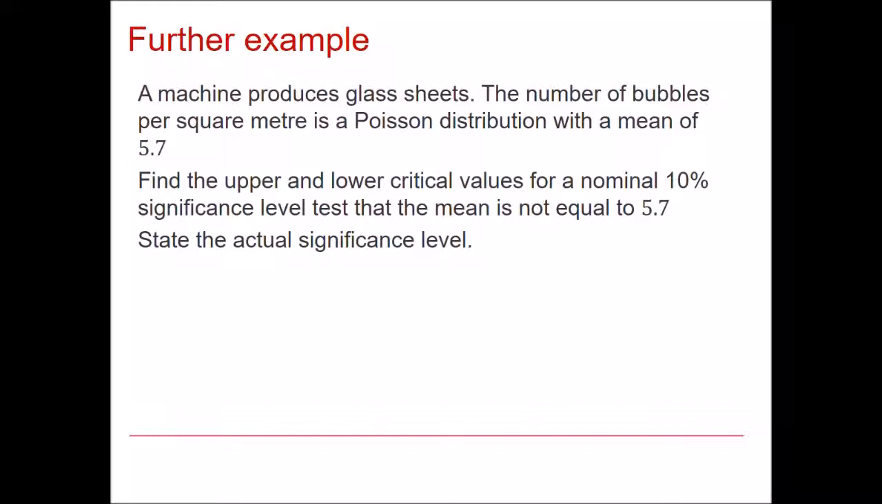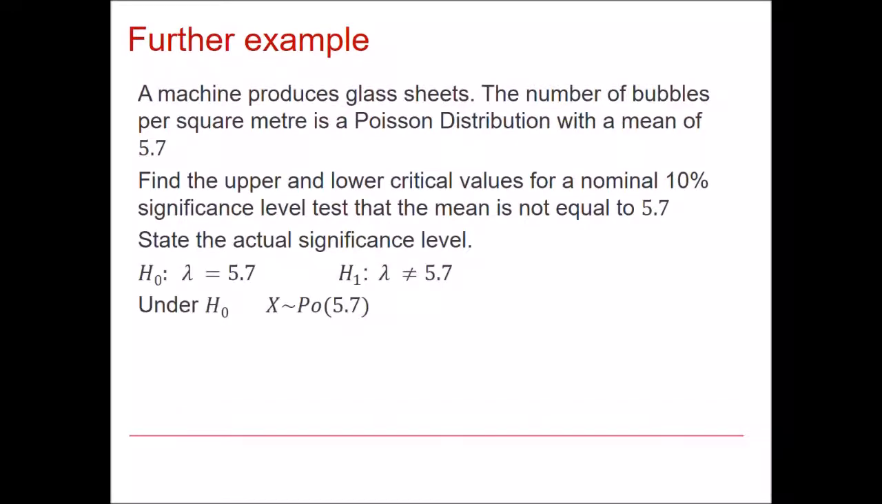Another example of finding critical regions is here. We have a machine that produces glass sheets, and the number of bubbles per square metre follows a Poisson distribution with a mean of 5.7. We want to find both the upper and lower critical values for a 10% significance level test, and we want to find the actual significance level. So normally, if we were doing a hypothesis test, we'd set up the null and alternative hypotheses like this, and we'd be looking at a Poisson distribution with a mean of 5.7.